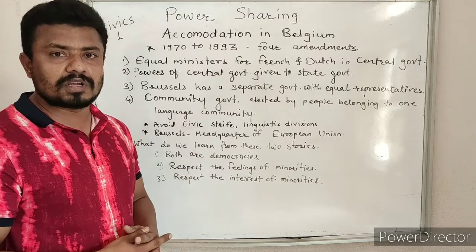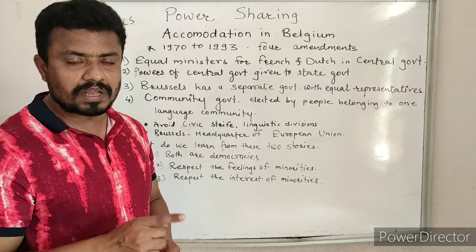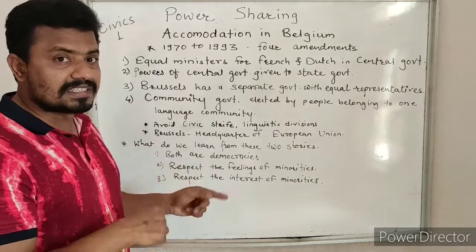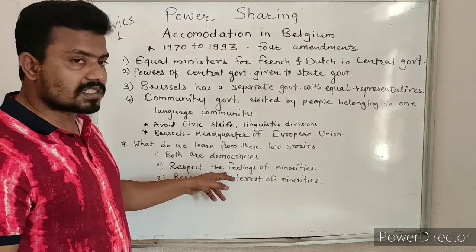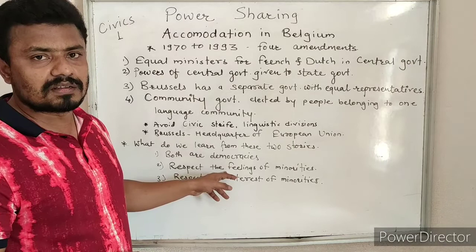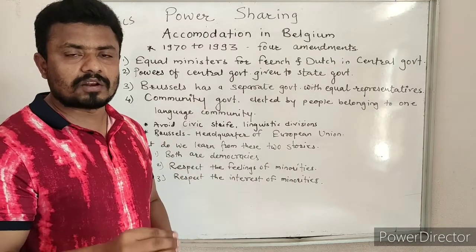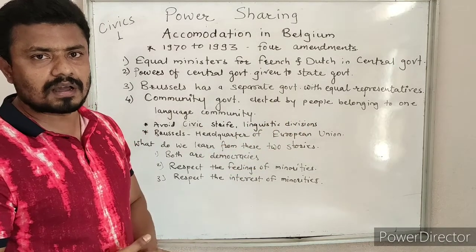Which community was in majority in Belgium? Dutch were in majority in Belgium and French were in majority in Brussels. So both the communities respect the feelings of other communities. But this feature we will not see in Sri Lanka. Sinhala never respect the feelings of the minority community, that is Tamil. That's why there were many problems people are facing.